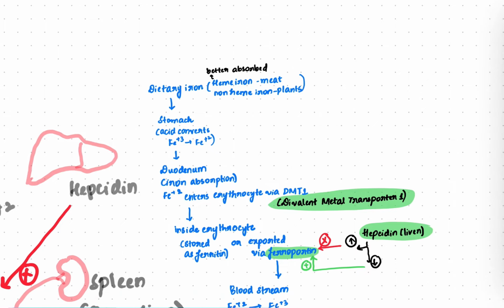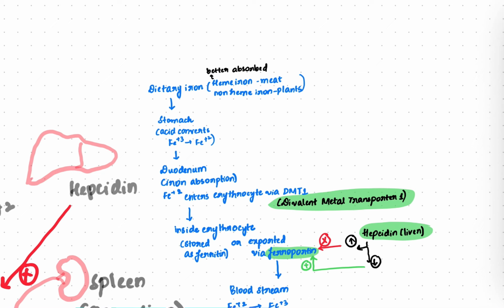After it is converted, here in the duodenum the iron absorption will take place. The iron, that is the ferrous form, will enter the erythrocyte via divalent metal transporter 1. Divalent because it is a ferrous form, that is Fe+2. Metal because it is iron. Transporter because it is transporting. So as the name suggests, it is a divalent metal transporter 1.